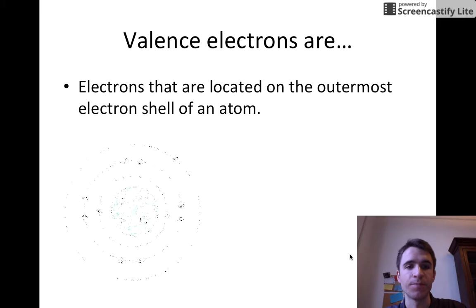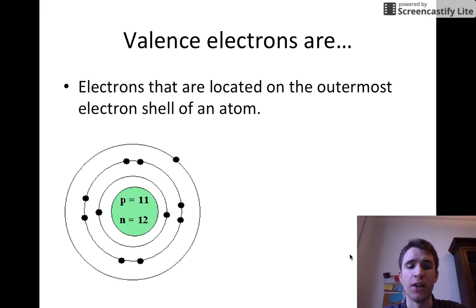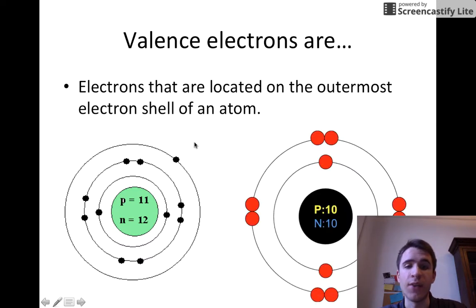For example, right here I see a Bohr model of sodium. How many electrons are located on the outermost electron shell of that atom? Let's look at the biggest ring around the atom, right? And you see one. So the sodium atom has one valence electron. On the other hand, let's look at neon right here. Neon has two electrons in the first one, of course, and here's your outermost one. So it has 1, 2, 3, 4, 5, 6, 7, 8 valence electrons on the outermost ring. So it has 8 valence electrons.